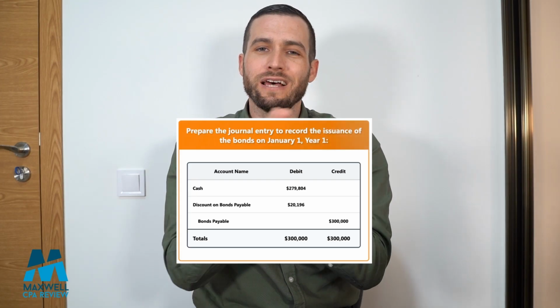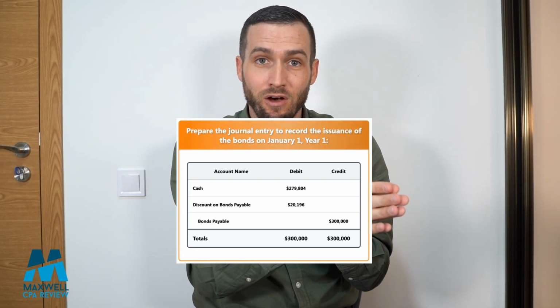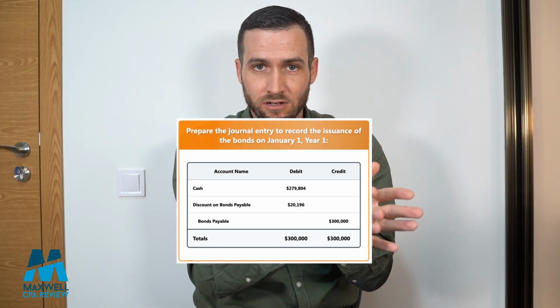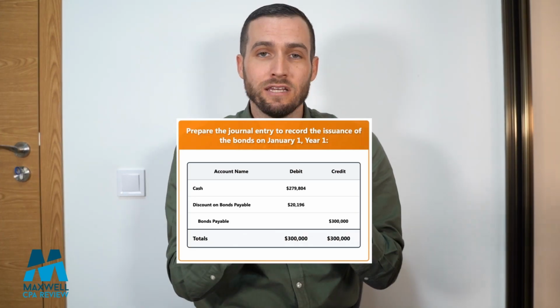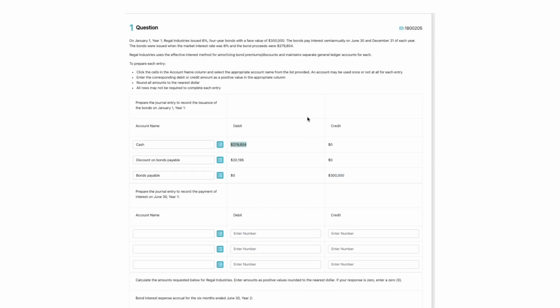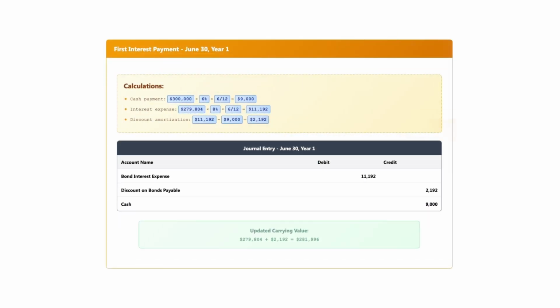But we sold it for less than $300,000 because it's at a discount, for $280,000. Therefore, we have this debit to discount of $20,000. Now let's get into our first payment. So we're 6 months into the bond. We're making the first semi-annual payment.